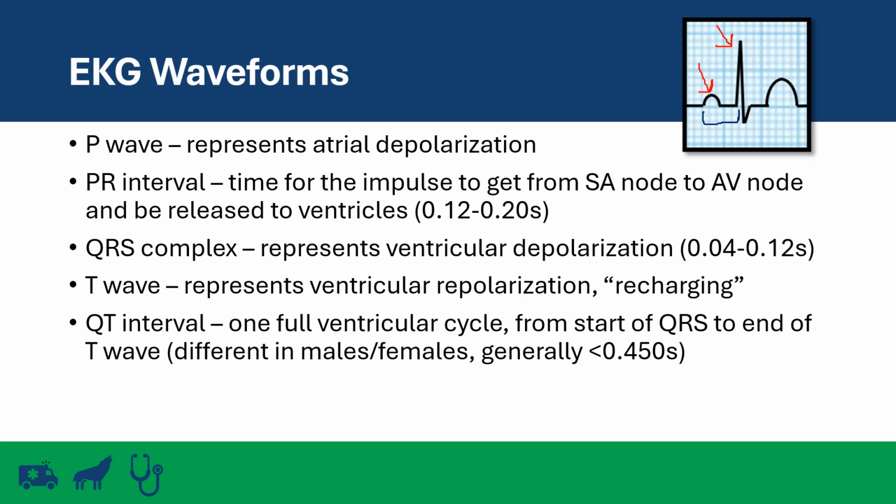If the QRS complex is less than 0.12 seconds, we consider that narrow. If a QRS complex is greater than 0.12 seconds, we consider that a wide QRS.